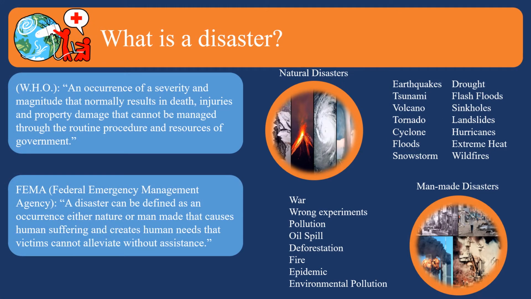What is a disaster? According to WHO, the World Health Organization, a disaster is an occurrence of a severity and magnitude that normally results in death, injuries, and property damage that cannot be managed through the routine procedures and resources of the government. According to FEMA, the Federal Emergency Management Agency, a disaster can be defined as an occurrence, either natural or man-made, that causes human suffering and creates human needs that victims cannot alleviate without assistance.